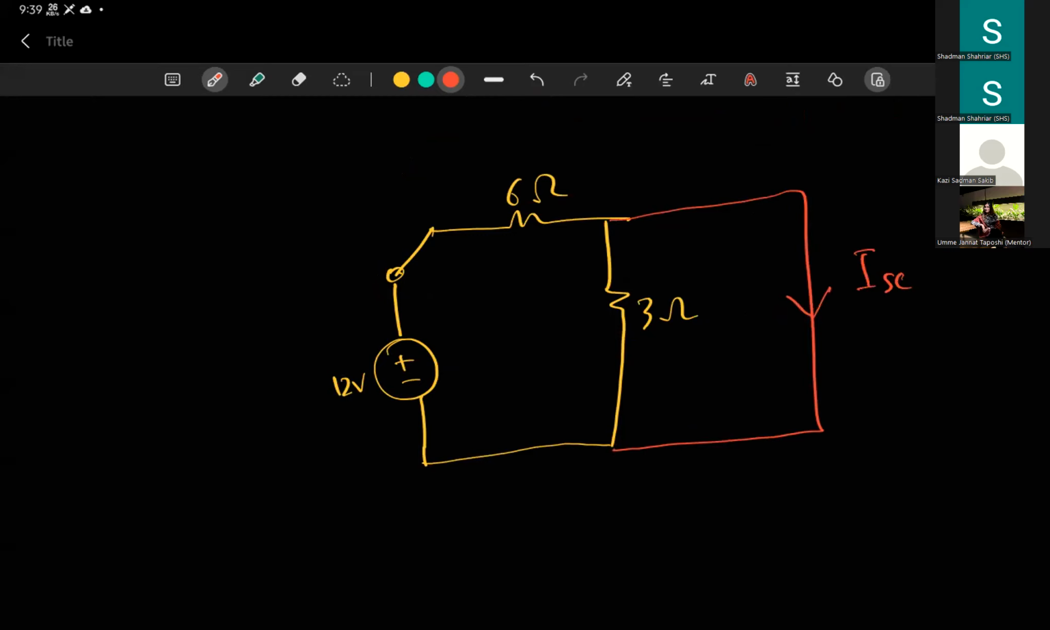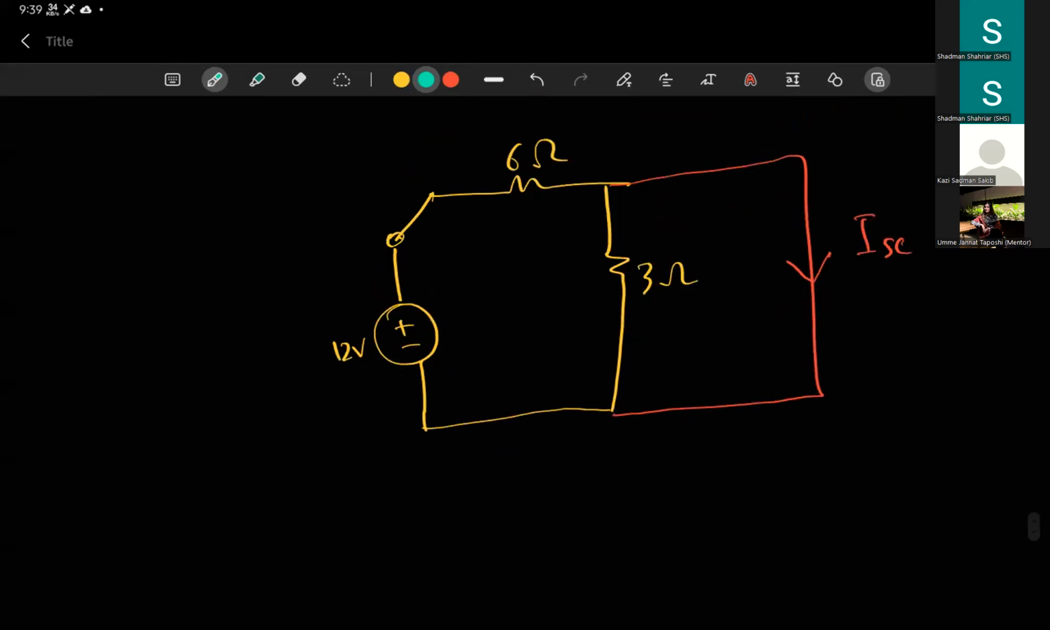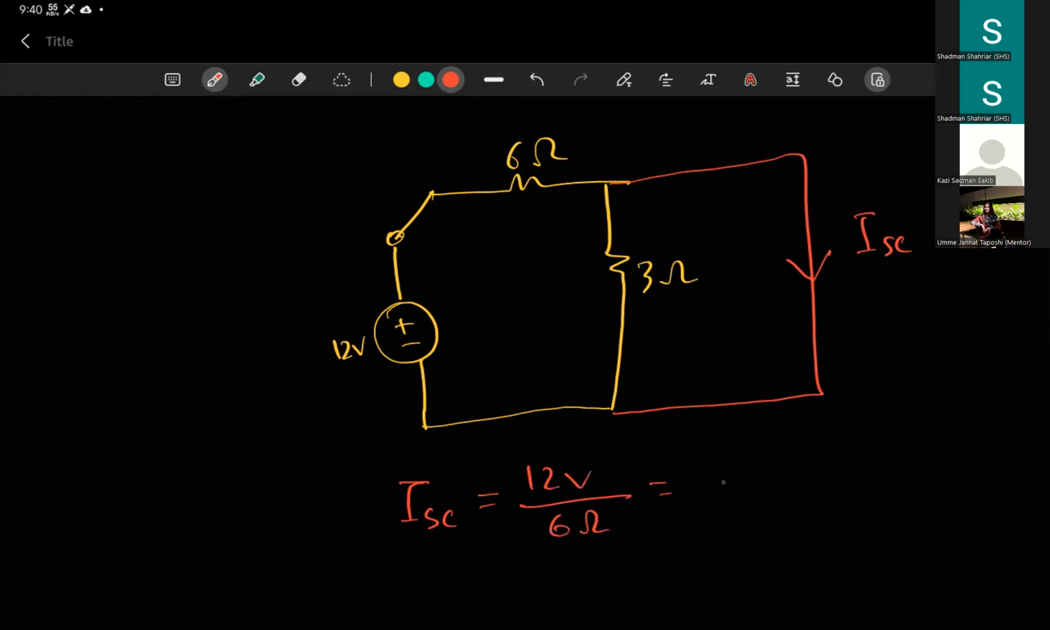Now you had some problem in this kind of scenario. So you have to find the short circuit current. The short circuit current is basically 12 volts divided by 6 ohms, that is 2 amperes. Can you guys understand? So take a look here. This is basically a 3 ohm resistor and a 0 ohm resistor in parallel, right? A wire is basically a 0 ohm resistor. So 3 ohm and 0 ohm in parallel is basically 0 ohms.